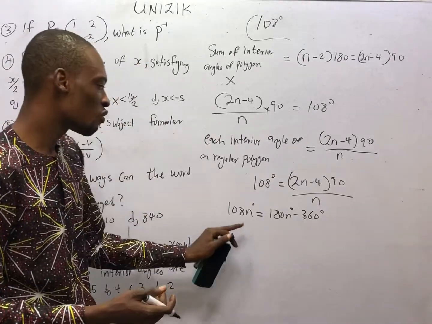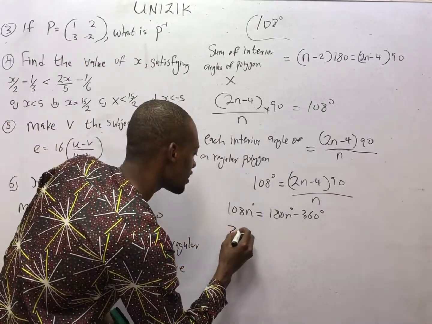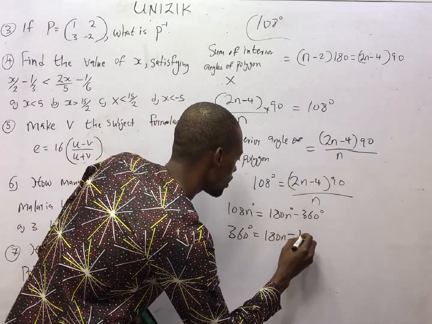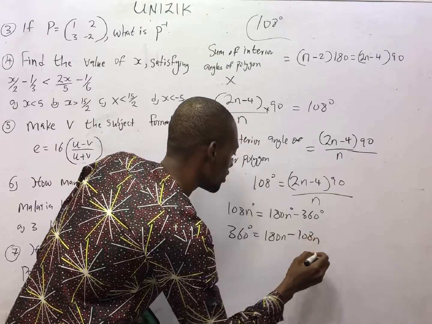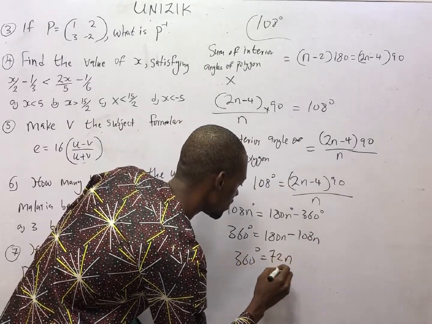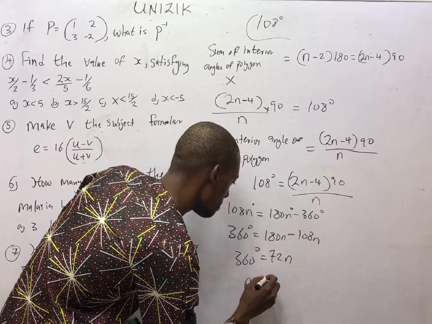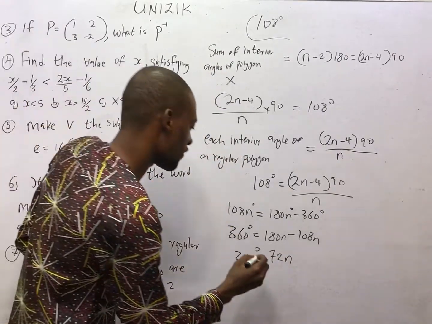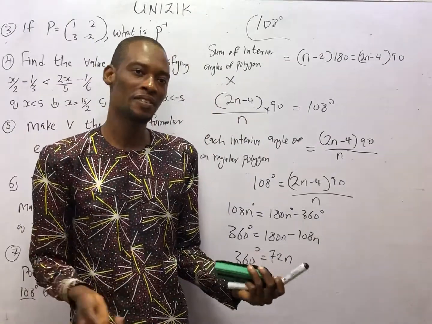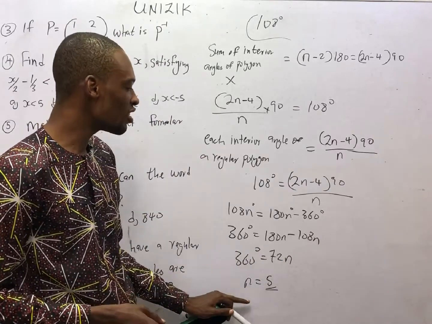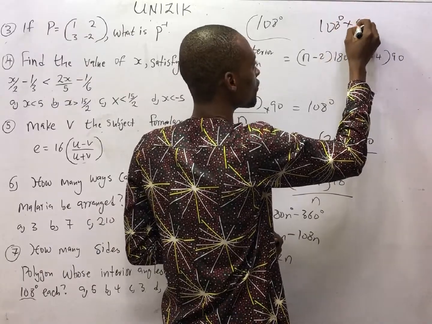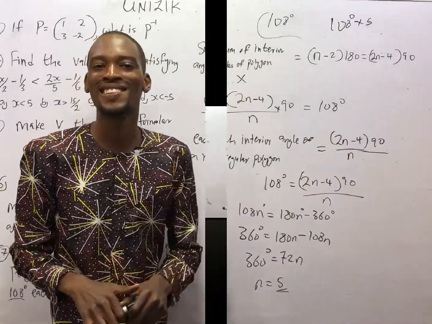So from here, when you collect like terms, 360 degrees is equal to 180n minus 108n. So 360 degrees should be equal to 72n. So n should be, solving this, 5. So the number of sides is equal to 5. This implies that the sum of the interior angles of this polygon is 108 degrees times 5. That is the sum of the interior angles.